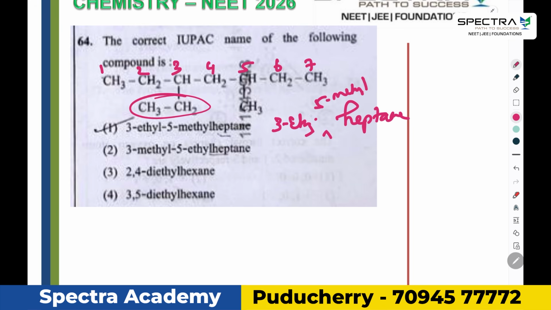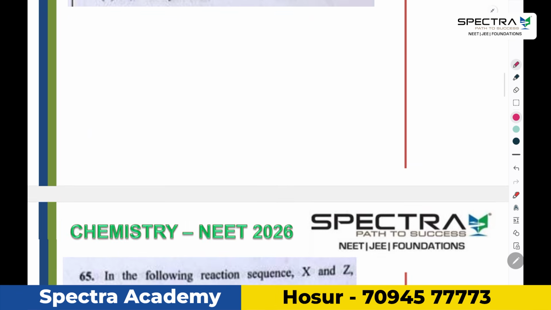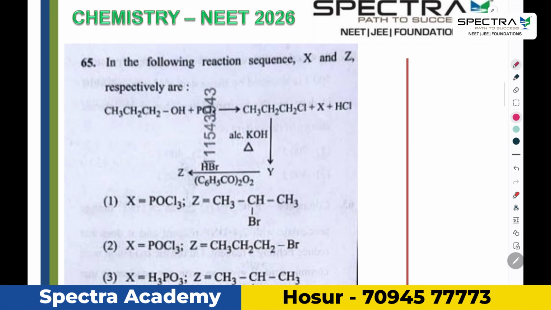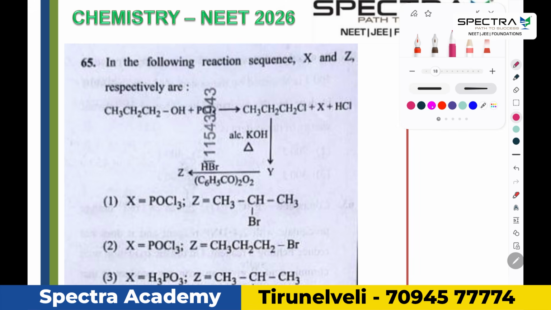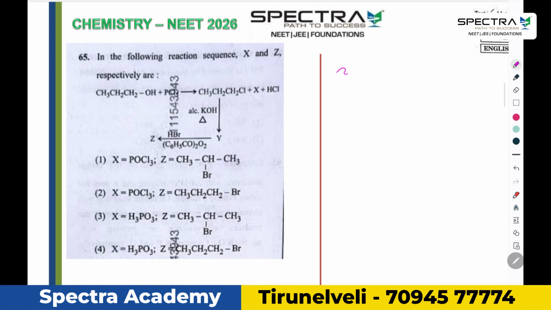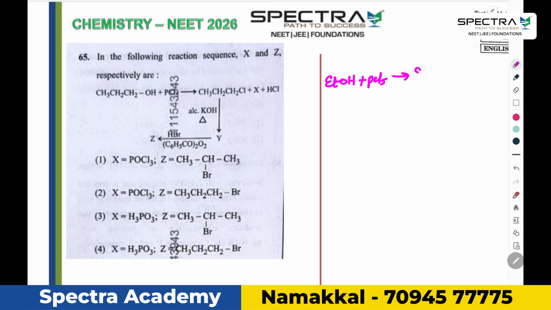So it is 3 ethyl and 5 methyl. So the answer is option 1. Question number 65. In the following reaction sequence, they are asking what is X and Z. So let me write. Ethanol with PCl5 gives ethyl chloride plus POCl3 plus HCl.